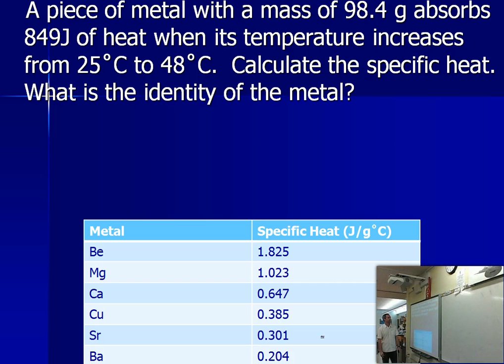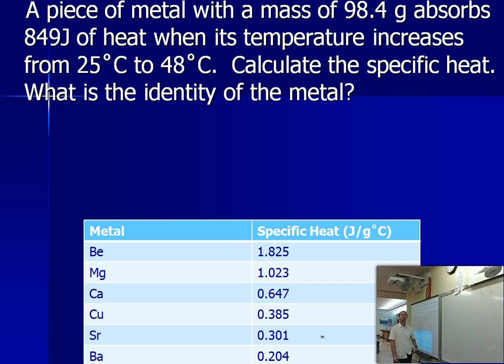Okay. Last one. So you might see a problem like this. We did solve the metal mystery. You might recall from the lab. There'll probably be one like this on the test, where it says a piece of metal with a mass of 98.4 grams absorbs 849 joules of heat when its temperature increases from 25 to 48 degrees Celsius. Calculate the specific heat. What is the identity of the metal?